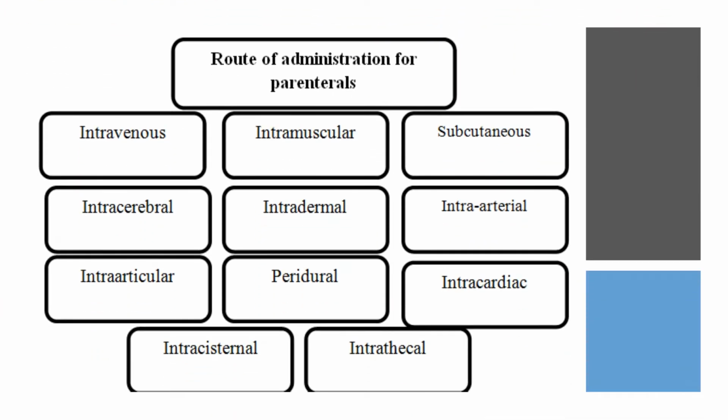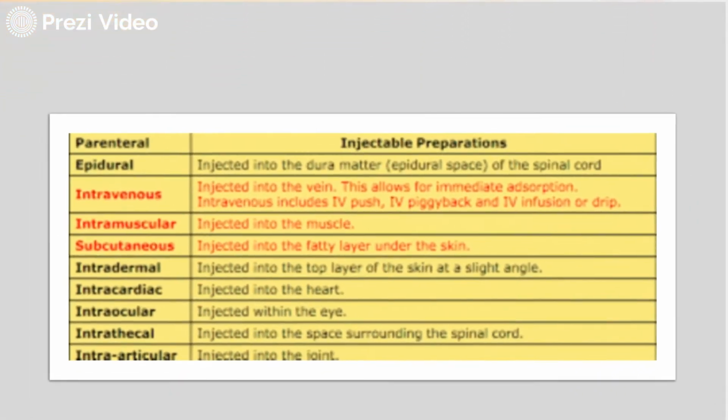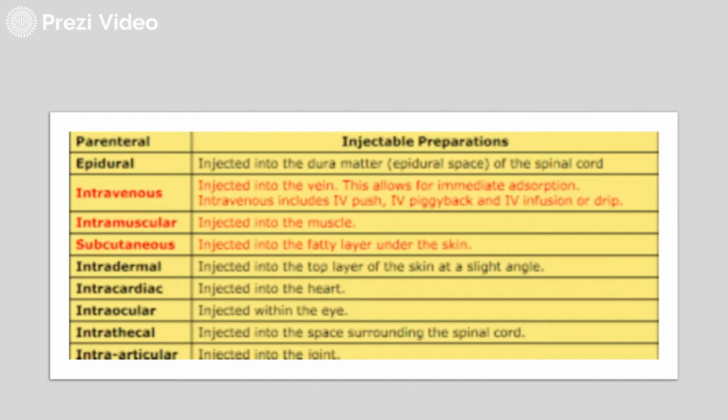So when we talk about parenteral products, there are several routes of administration for injectable products. For example, intravenous, intramuscular, subcutaneous, intracerebral, intradermal, intraarterial, intraarticular, peridural, intracardiac, intracisternal, intrathecal. These are the various routes, which have different sites of usage. For example, the epidural route needs to be injected into the epidural space of the spinal cord.